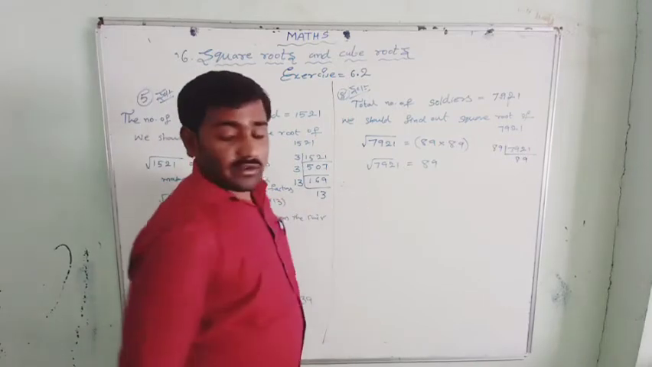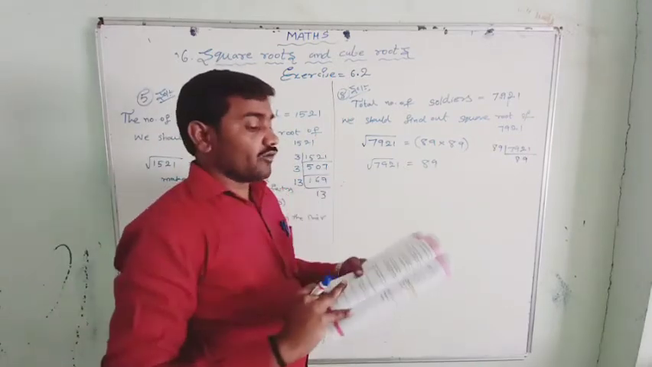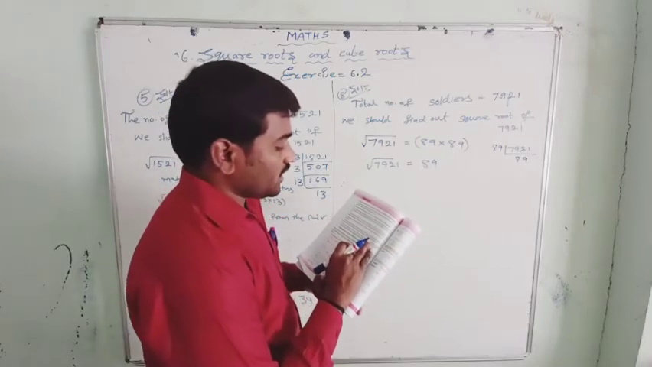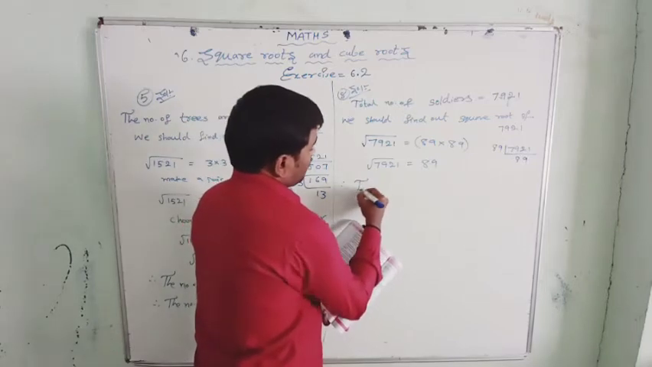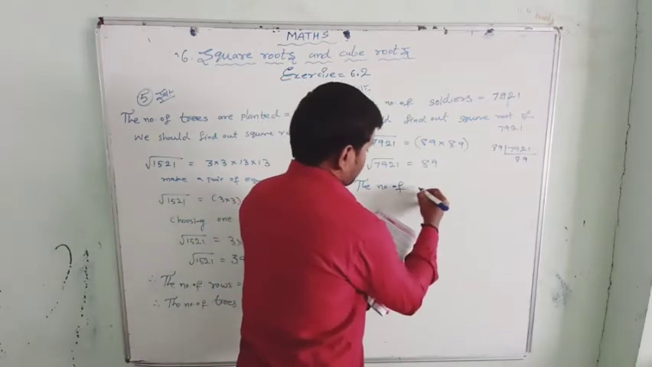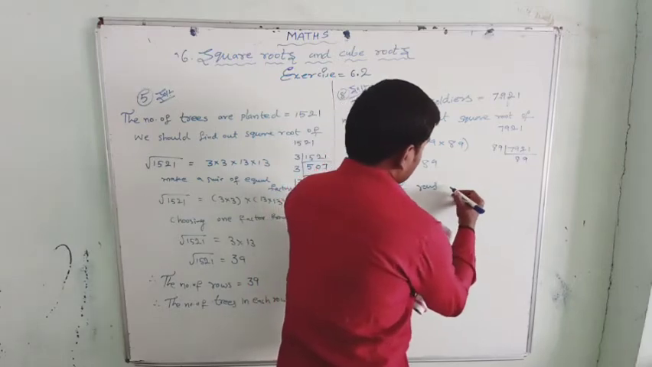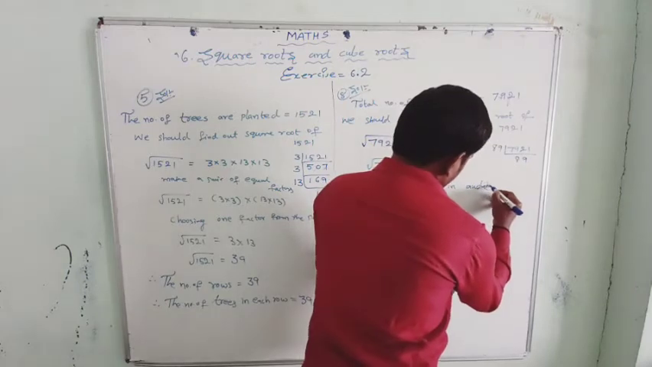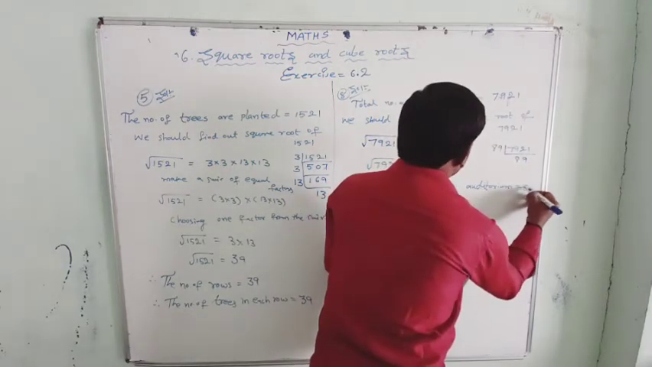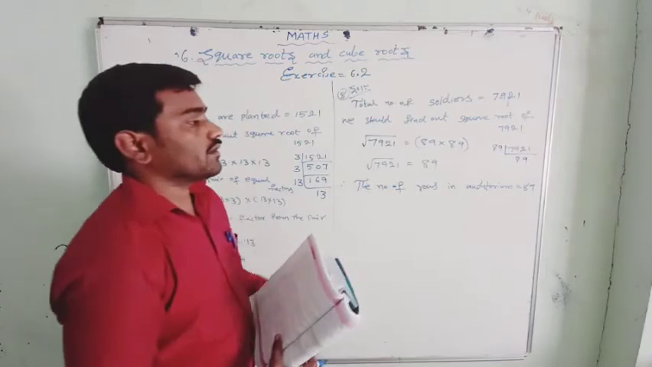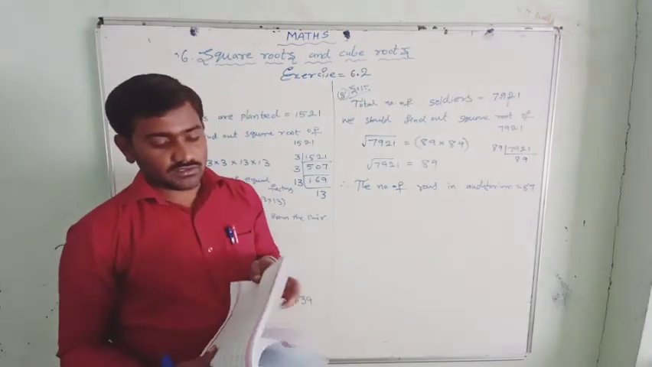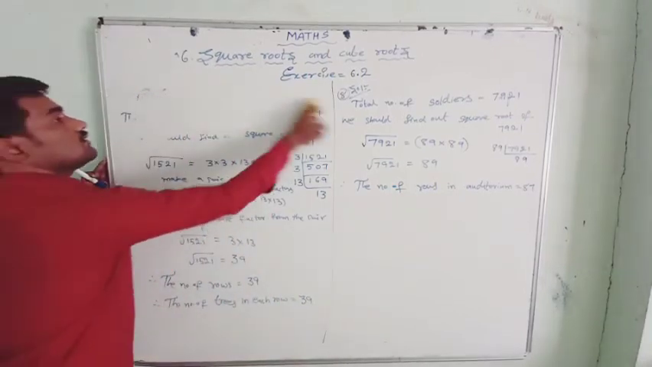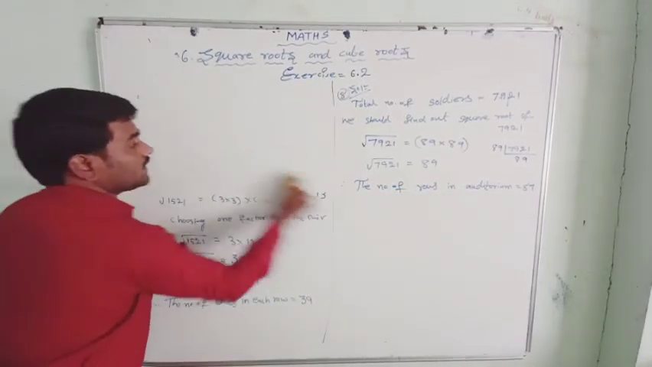So simple. What did they ask in the question now? How many rows are there in the auditorium? That's it. Therefore, the number of rows in the auditorium is equal to 89. That's it. These two are very similar questions. I hope you understood the fifth one and the eighth one.